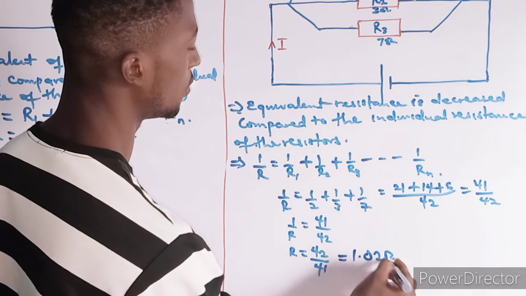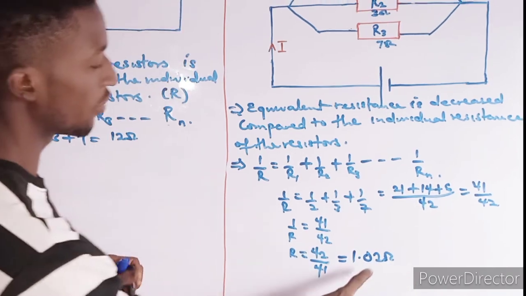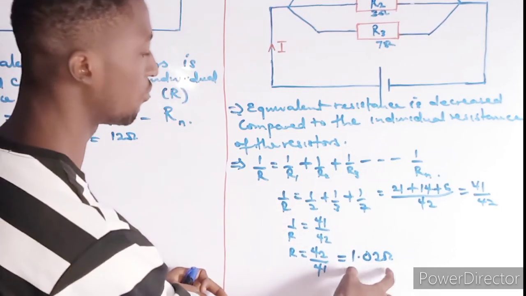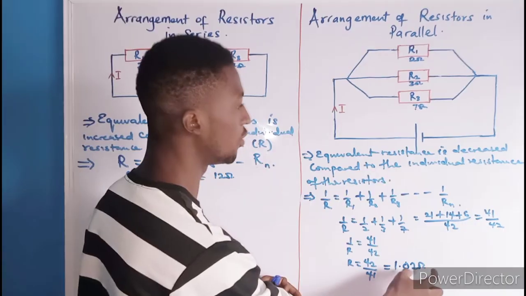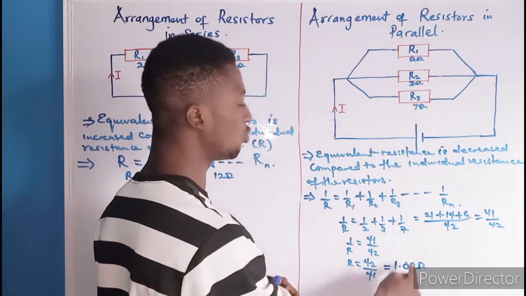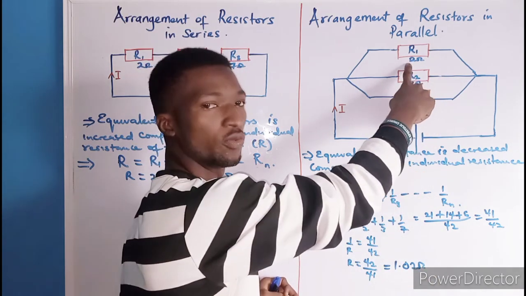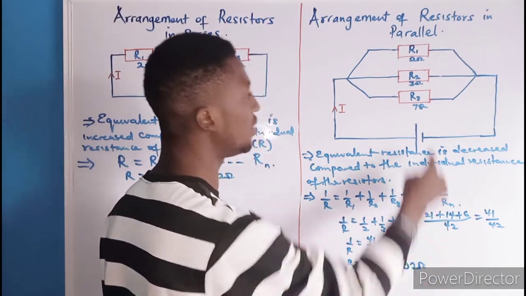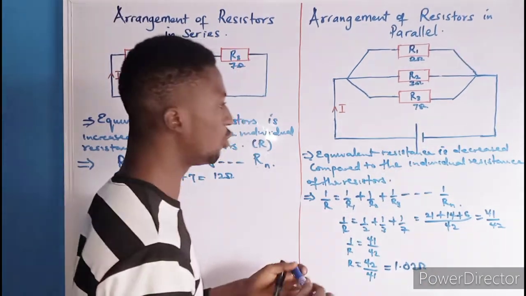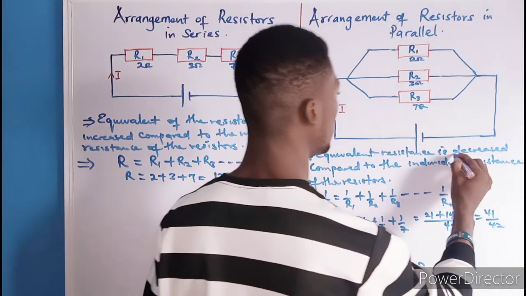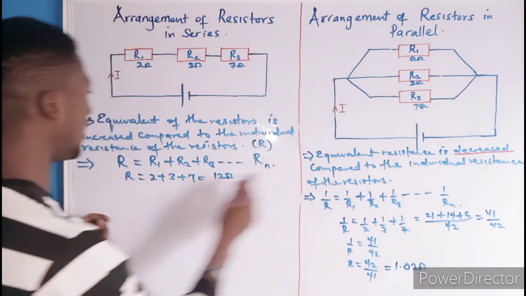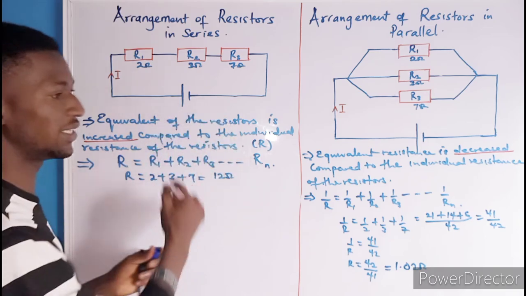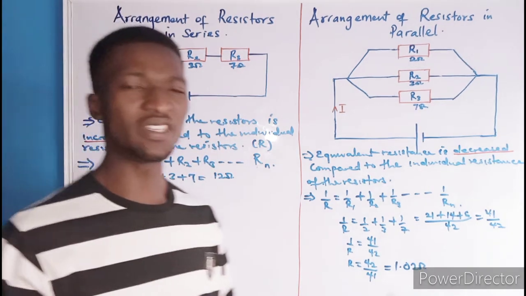1.02 ohms. Now, when you look at this, the equivalent resistance altogether here is 1.02. Compared to this one, you realize that 1.02 is less than this 2, 1.02 is less than this 3, and 1.02 is less than 7. So that is the reason we have the word decreased here. And here, on the contrary, you have increased, because it is now greater. Now, what is the equivalent resistance?